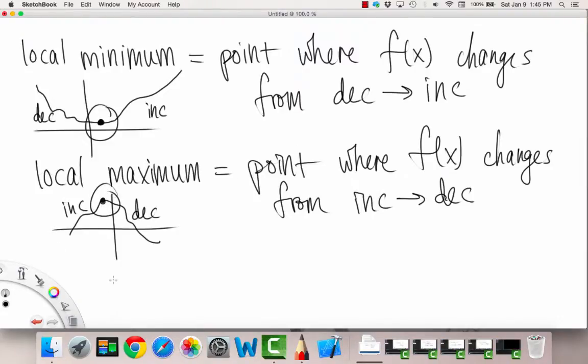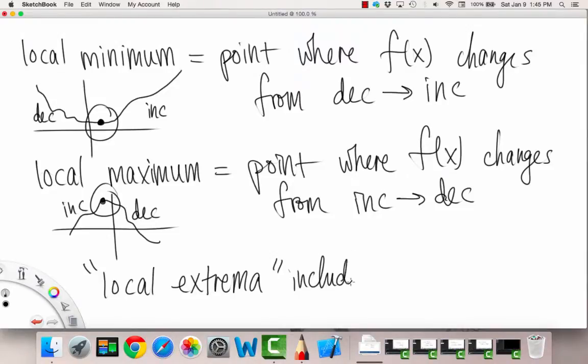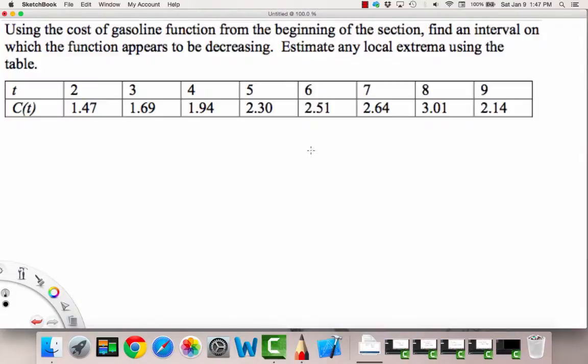And then just some more terminology. Local extrema, it's kind of a funny word, but local extreme values of the function basically includes both. This whole term, local extrema, includes both local maximums and local minima. It just talks about when you have some kind of minimum or some kind of maximum at any time. Okay, so here's an example.